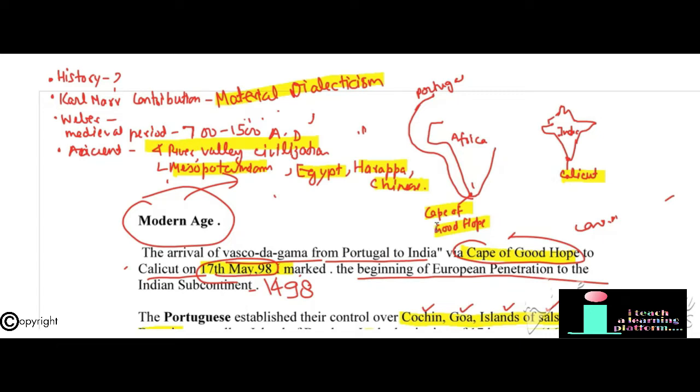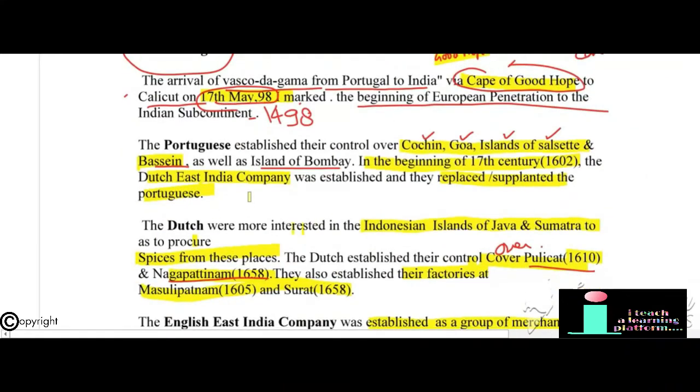The Portuguese and Spanish took the lead. The Portuguese reached the southern tip of Africa via the Cape of Good Hope, and Vasco da Gama reached India in 1498, on 17th May 1498. It marked the beginning of European penetration in the Indian subcontinent, and the beginning of the modern age in India, with the arrival of Vasco da Gama. Then the Portuguese established their control over Cochin, Goa, the islands of Salsette and Bassein, as well as the island of Bombay.